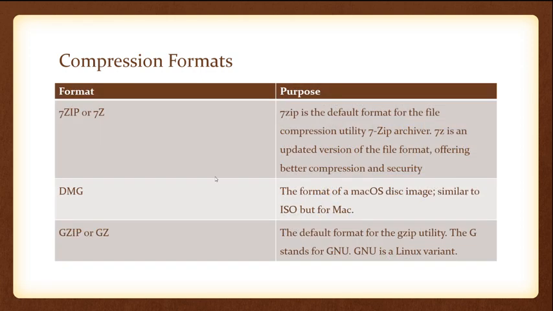Here's some examples of a compression file. Now you're going to see some common ones in here. Usually has the letter Z for zip in it. One is 7-zip or 7Z. DMG, this is a good one to know. DMG is used specifically for a Mac. gzip, again, it's got the zip in it, just like the one up above.